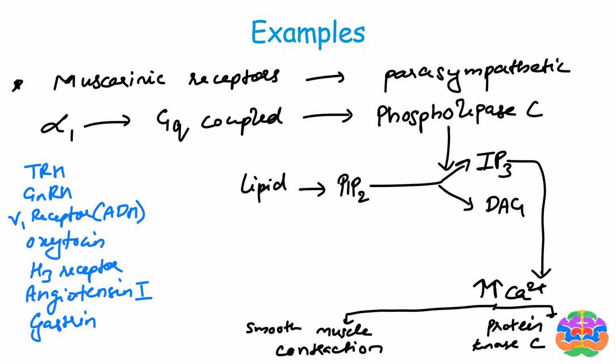A few examples of the receptors where this procedure is seen are the thyrotropin releasing hormone receptor, gonadotropin releasing hormone receptor, V1 receptor of ADH, oxytocin receptor, H1 receptor of histamine, angiotensin II, and gastrin.